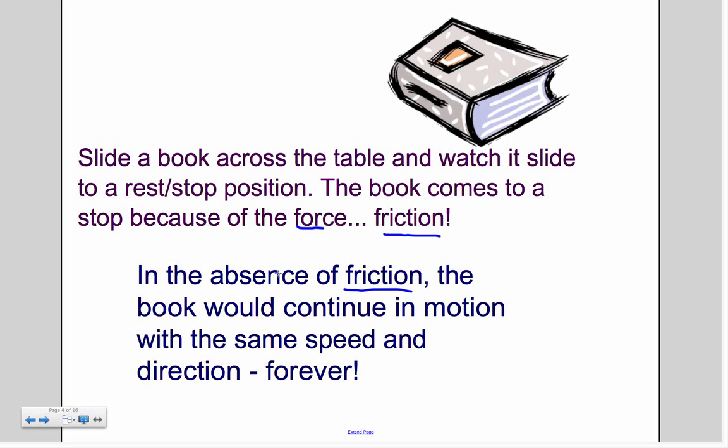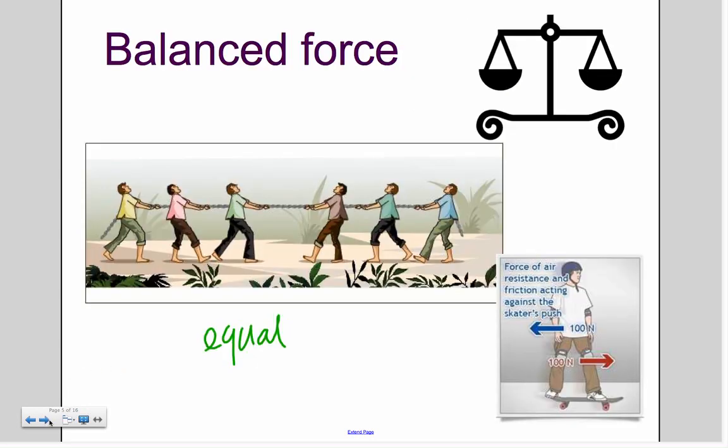So if you were to slide a book across a table and watch it, it's going to stop at a certain position. And it comes to a stop because friction is stealing its energy, kind of. It's slowing it down because it's pulling at the particles.